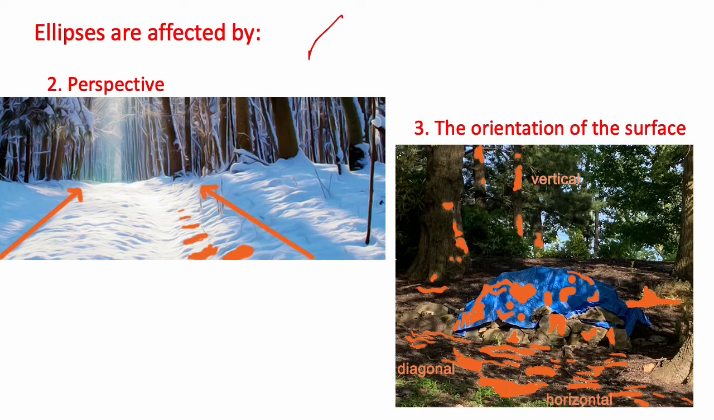In addition, the ellipses follow the orientation of the surface. They generally point horizontally on horizontal surfaces, diagonally on sloping surfaces, and vertically on the vertical tree trunks.